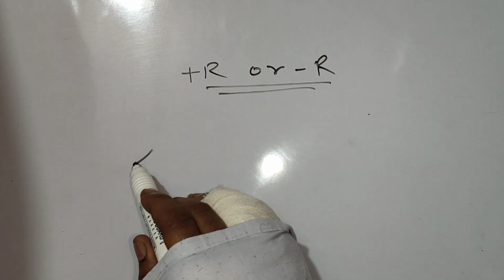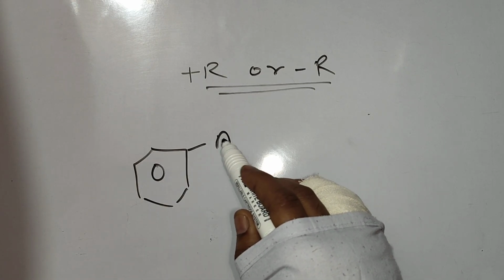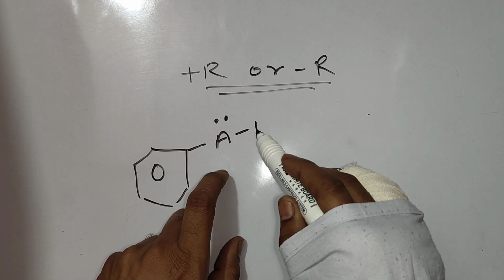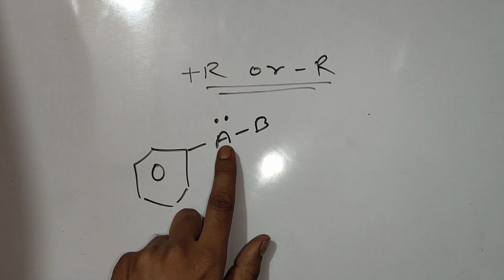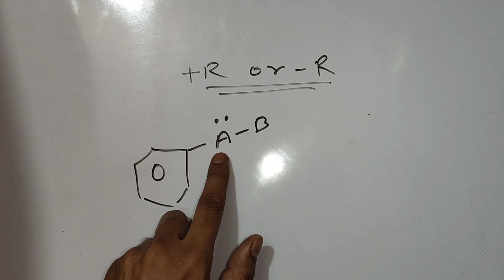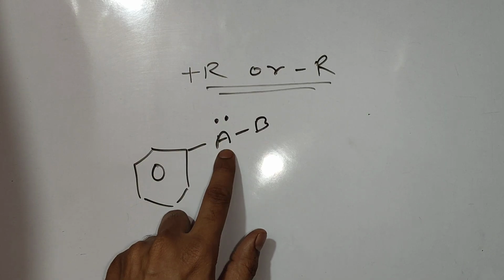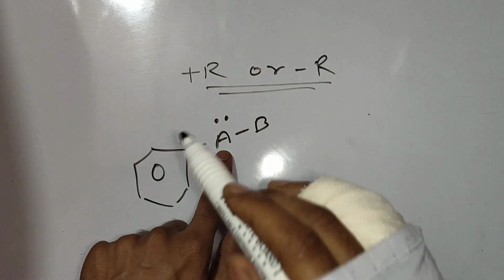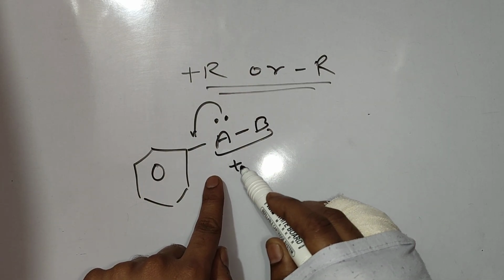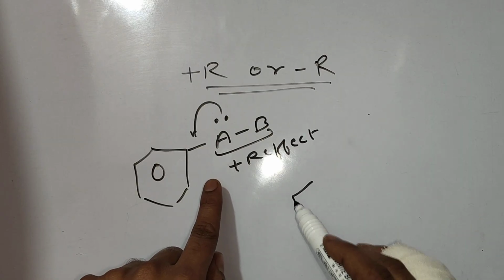Look, on a benzene ring, if you are joining a substituent, suppose I have joined an AB substituent, the atom which is attached to the benzene ring directly, like in this case A is attached to the benzene ring and this A is carrying a lone pair. So obviously this lone pair will donate for resonance, which means this group is going to show plus R effect.